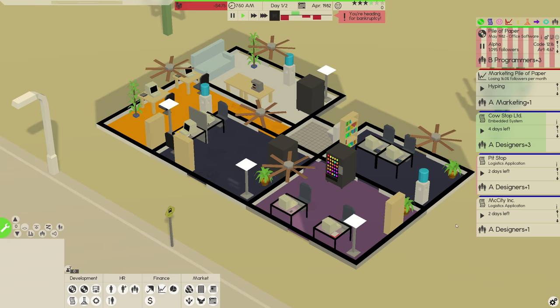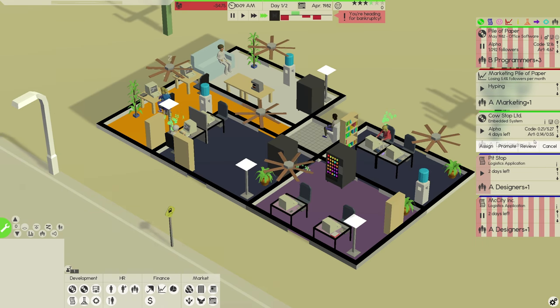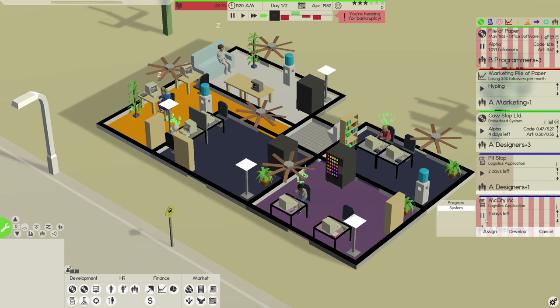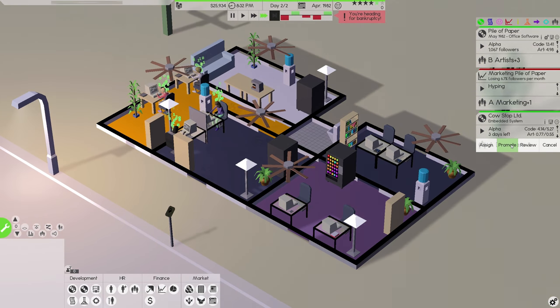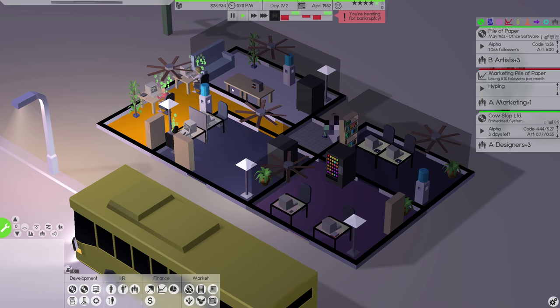So, taking the programmers out of that equation and letting our designers really quickly whip up the other, let's call it design documents for the other apps. Oh boy, this is gonna be close, isn't it? All right, we're gonna have to be careful.